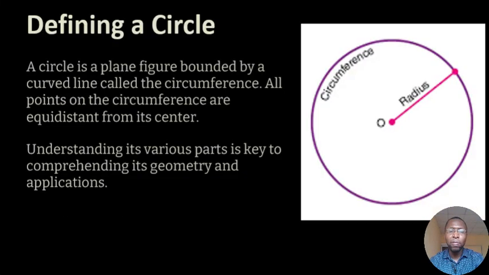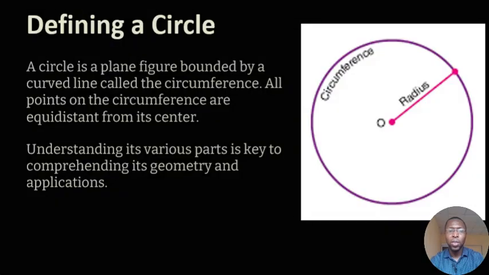Okay, first of all, let's define what a circle is. A circle, as you could see here, is a plane figure bounded by a curved line called the circumference. So this curved line, as you're seeing here, is what we refer to as the circumference, and that's what makes up a circle.